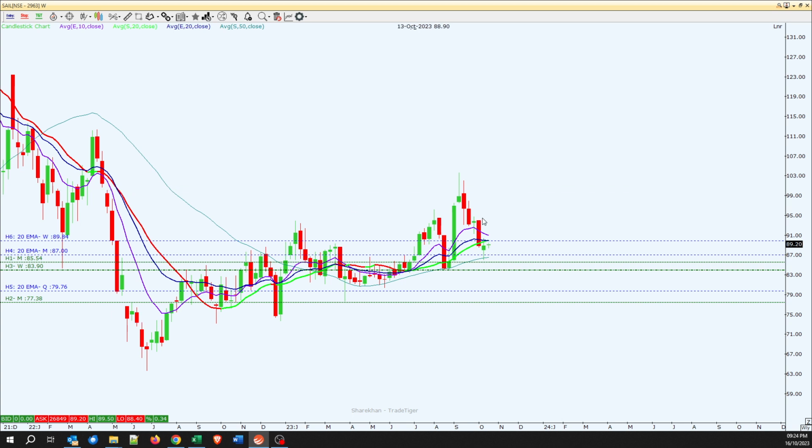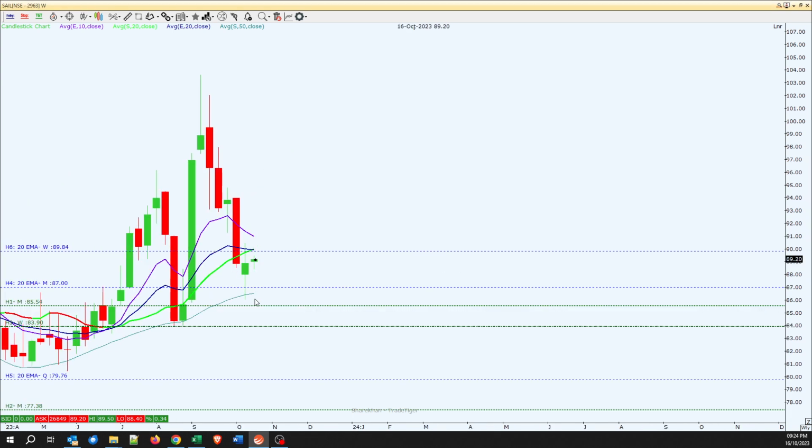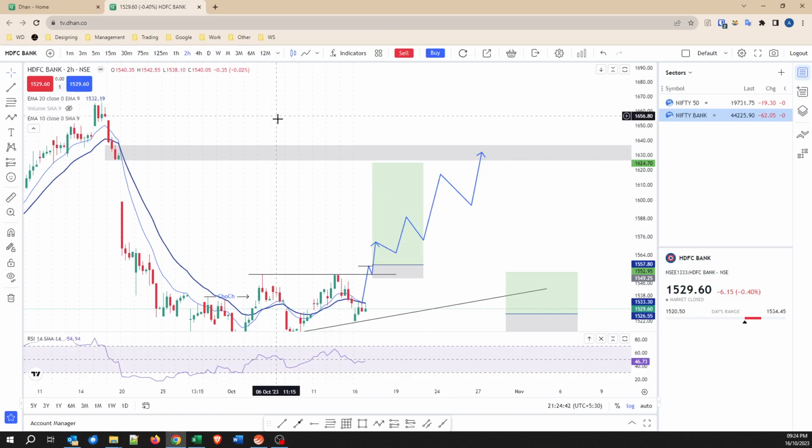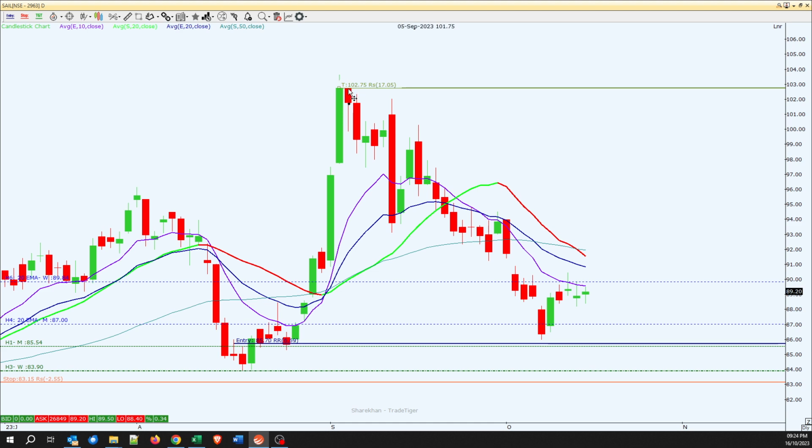It entered the supply zone and then is moving back down. Now the price, I'm expecting it to come into this demand zone, the demand zone I marked here. So here it is. I'm keeping my entry at around 85.7 and a stop loss at 83.15, and the target is around 102.